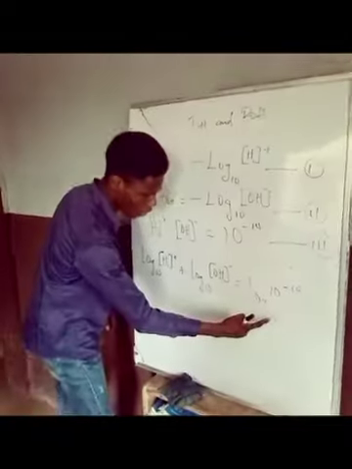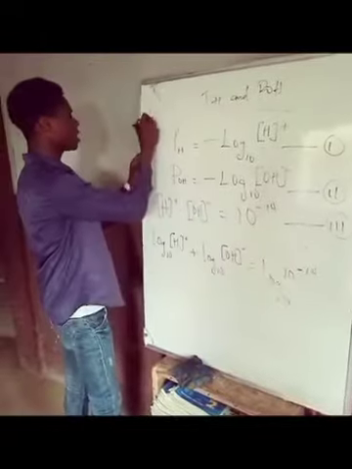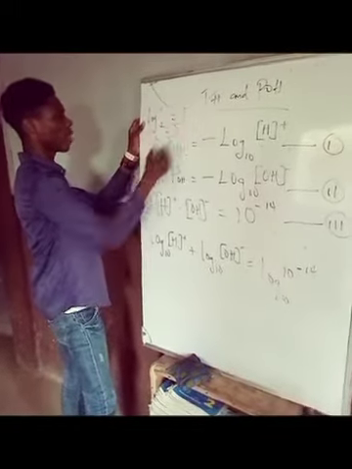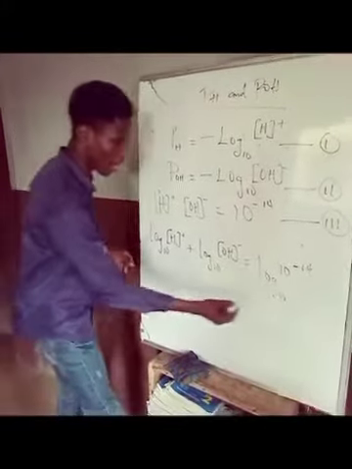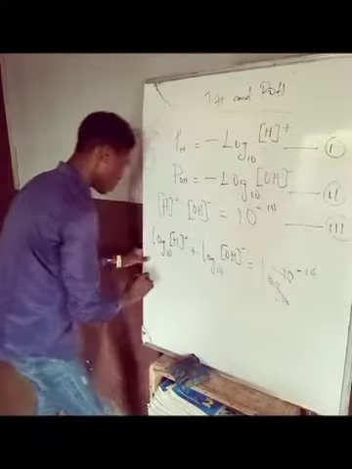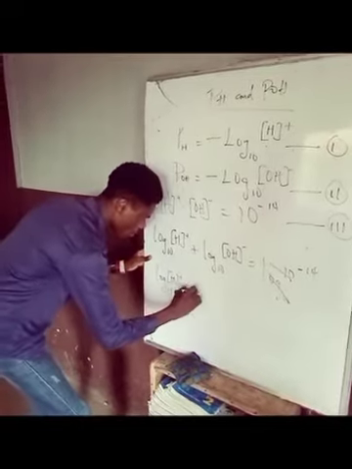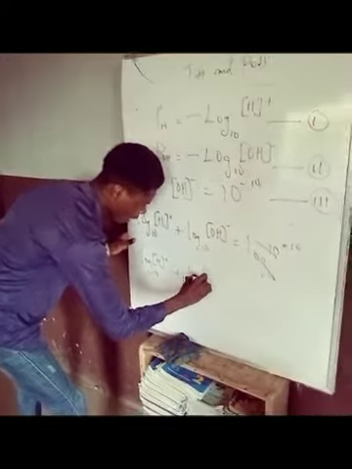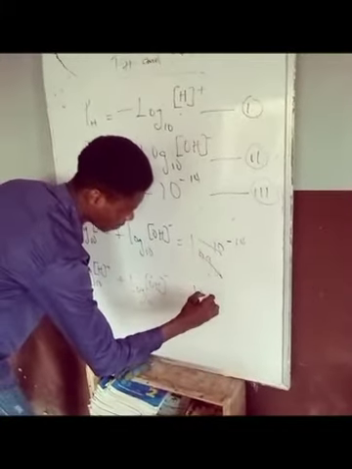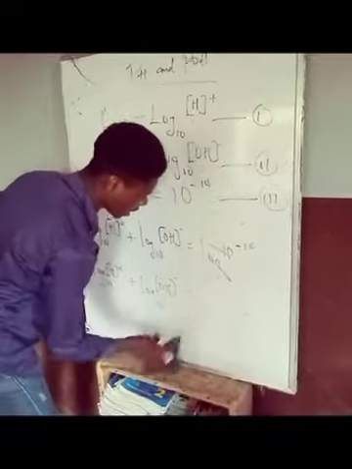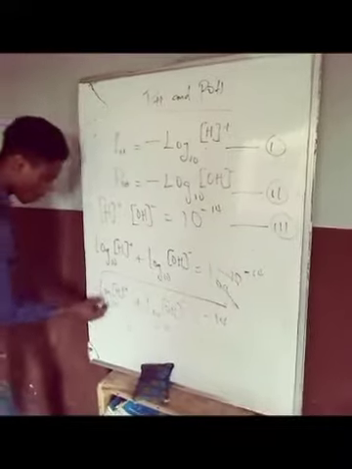As you know, the log of a number to its own base is always 1. Look at it. Log 2 to base 2 is 1. Log 3 to base 3 is 1. The log of a number to its base is always 1. So we simply mean that this will turn to 1. Then we have log 10 of hydrogen ion plus log 10 of hydroxyl ion equal to 1 times minus 14, which will eventually give you minus 14. So that clearly shows that we have gotten a new formula.